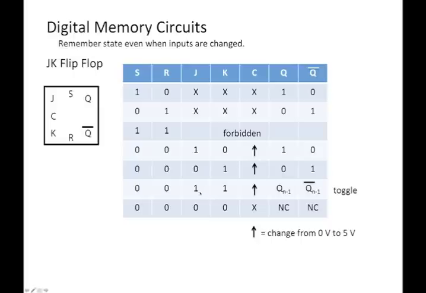Now, this is probably where we use it the most. We can toggle with JK. If J and K are both high, then when the clock goes from low to high potential, the output is the opposite of whatever it currently is. So if it was 1, it switches to 0. If it was 0, it switches to 1. This Q minus 1 is what it was before in the last cycle. Essentially, it toggles, it changes. If it was high, it goes low. If it was low, it goes high. And if J and K are both 0, then it doesn't matter what the clock does. There's no change. Okay, so that's the JK flip-flop.